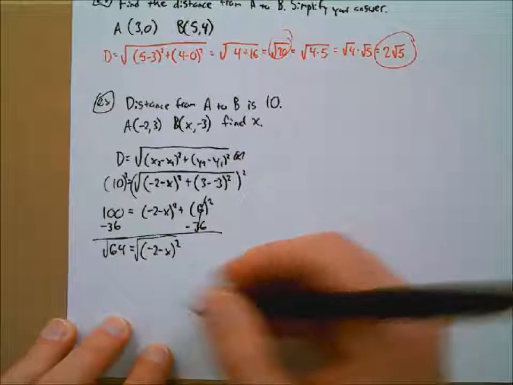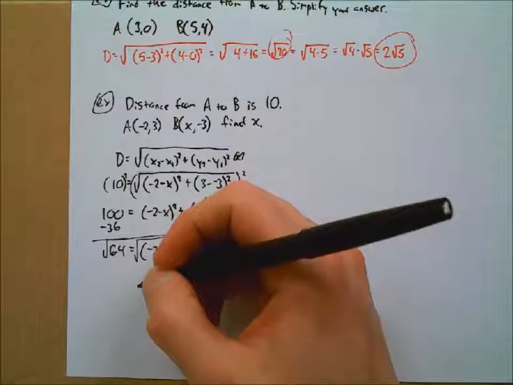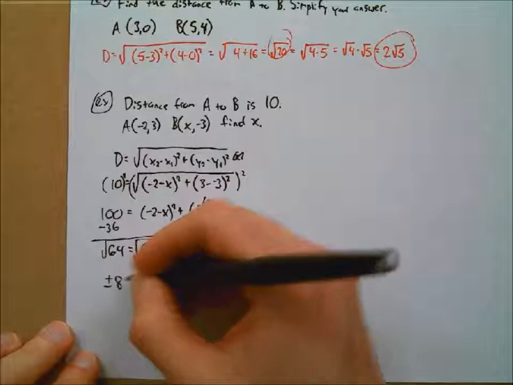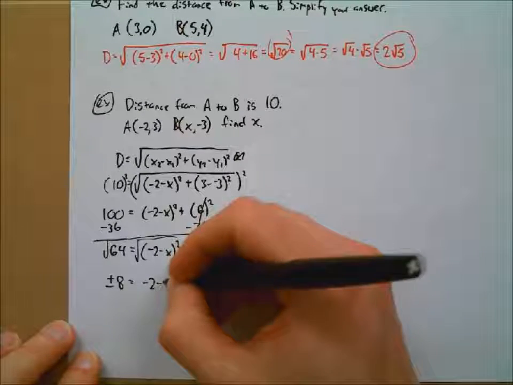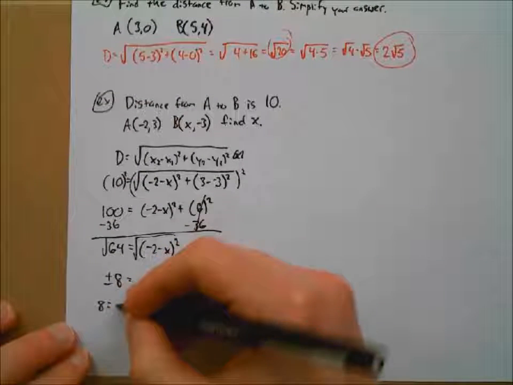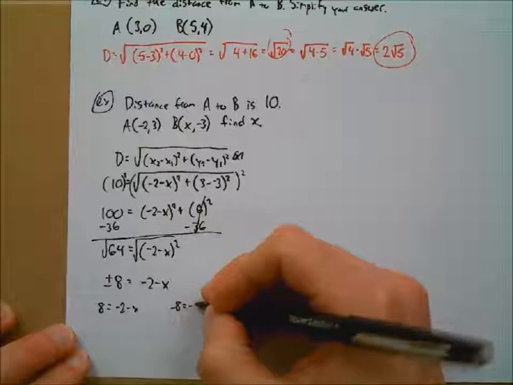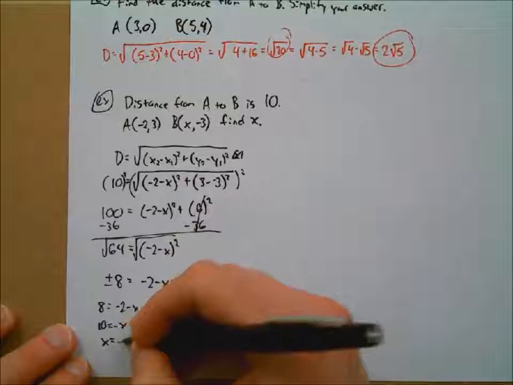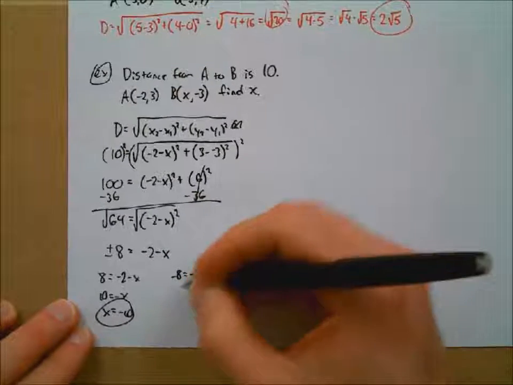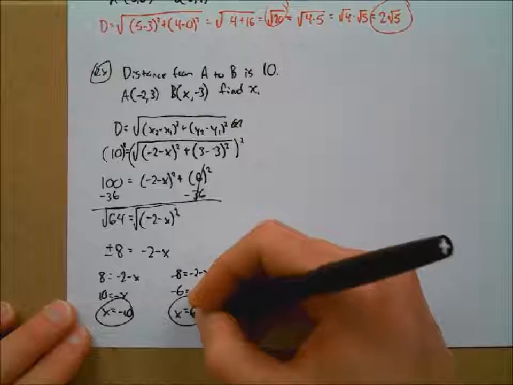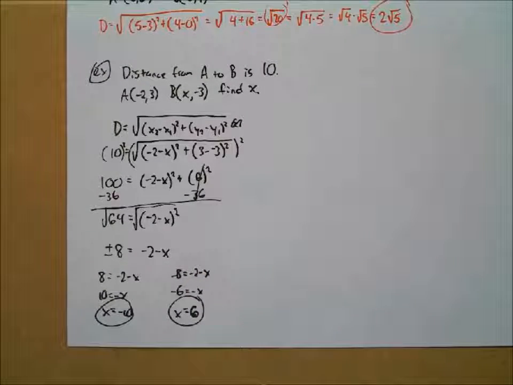Okay. So now, again, we're in that equation setting, and I'm square rooting both sides. I should really put a plus or minus 8 here, and then -2 - x. Okay, plus or minus 8 equals -2 - x. So in other words, I have positive 8 equals -2 - x, and -8 equals -2 - x. Okay, we'll add the 2 over, get 10 equals -x, so x is -10. Or add the 2 over, we'll get -6 equals -x, so x is +6. Two possible answers there.